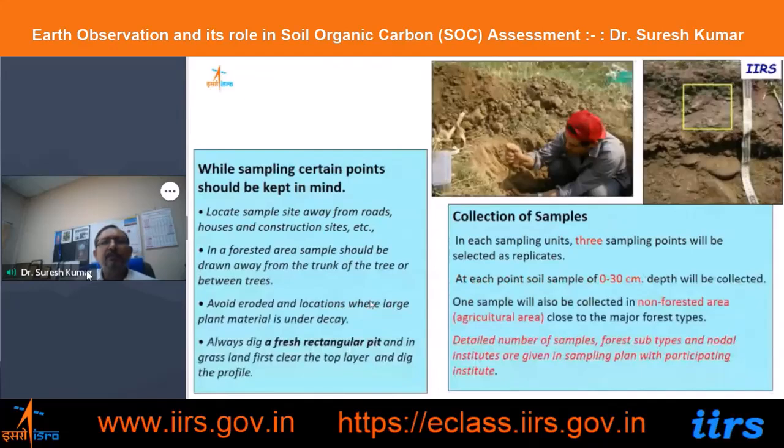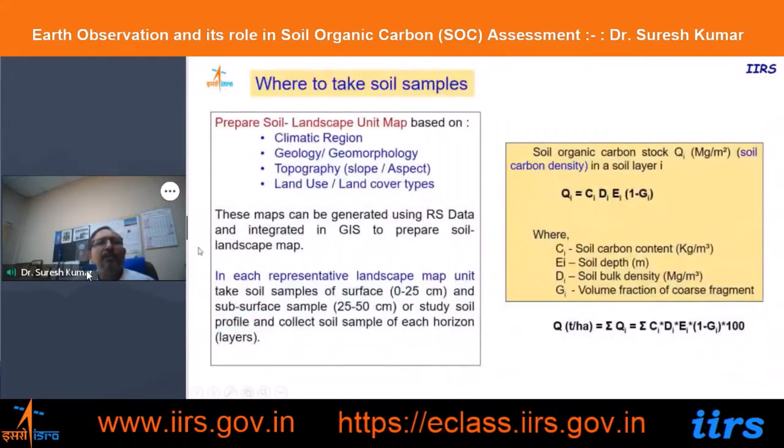So first comes how we collect the soil samples and where to collect them. Deciding where to take soil samples is very important to know. For that, it is required to prepare a soil landscape unit map. How can we prepare this map unit?